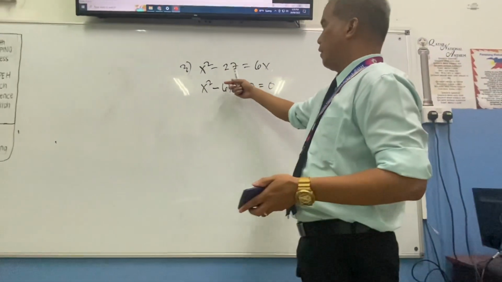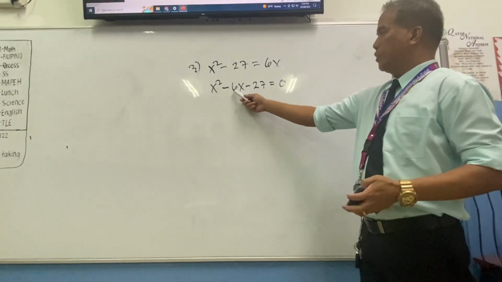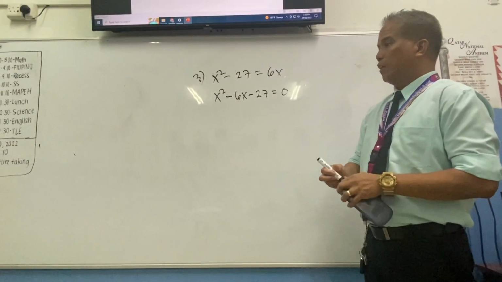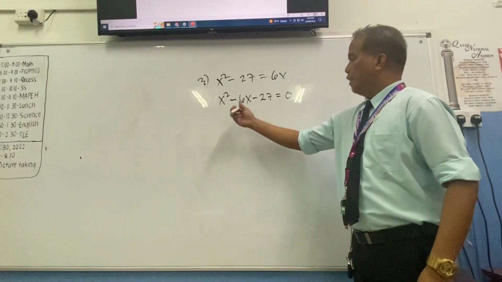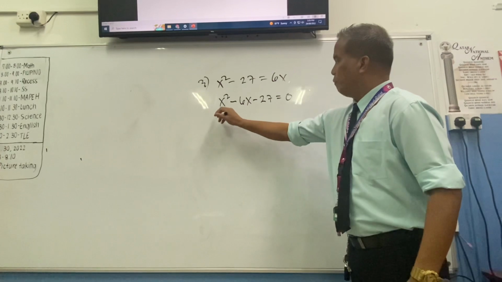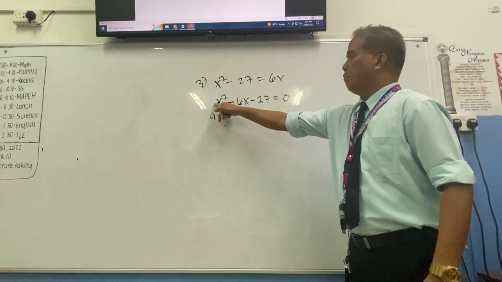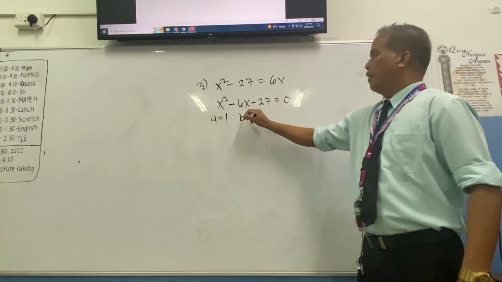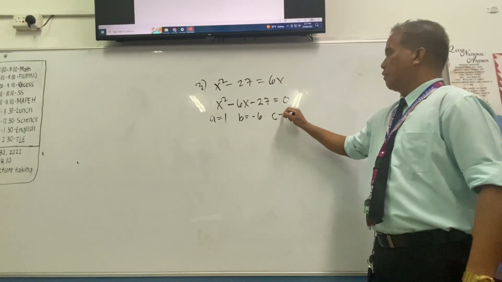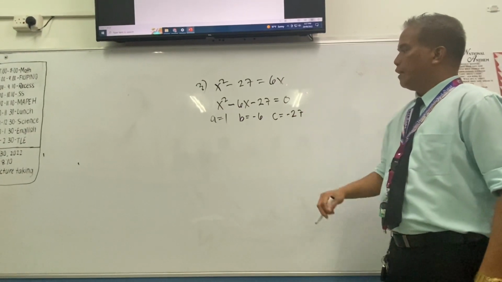So let's go back here. x squared minus 6x minus 27 equals 0. So let us know the value of A. A equals 1. There's an invisible 1 here. B equals negative 6. Then C equals negative 27.